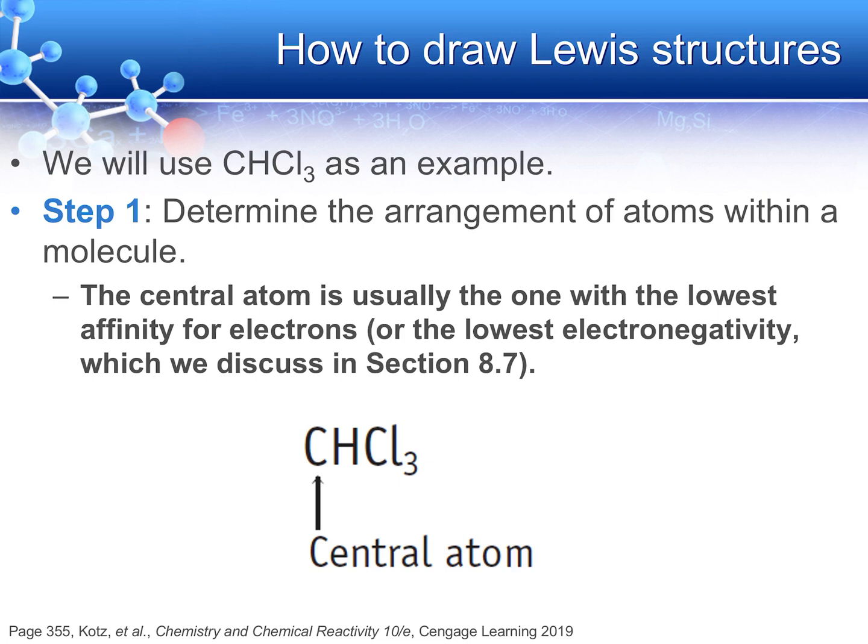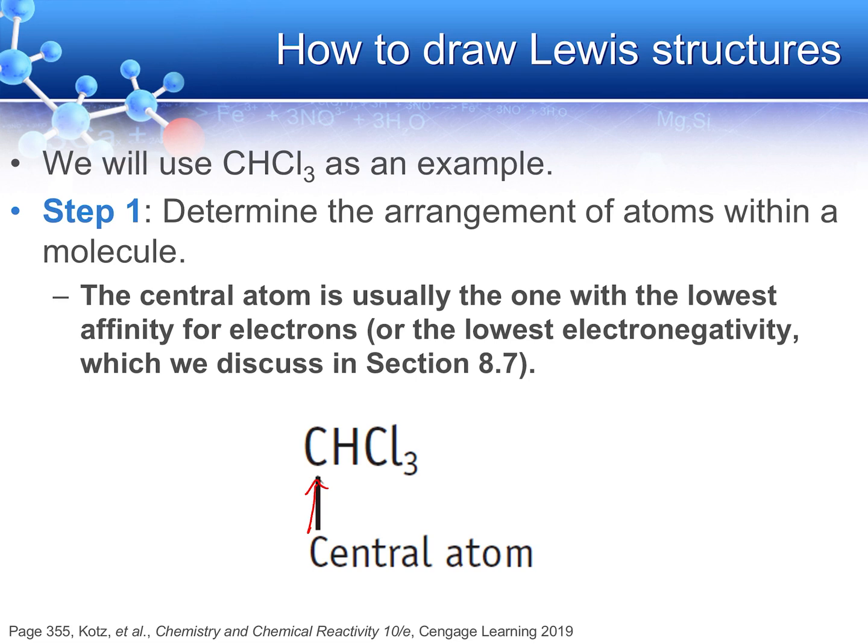Now we want to go through the steps of how to draw a Lewis structure. We're going to use CHCl3 as an example. The first step is to determine the arrangement of atoms within a molecule. Sometimes the way the formula is written can give you a clue about that. Often the central atom, which is being pointed to right here, is written first. That can be a clue as to how I should arrange the atoms, how they're bonded to each other.